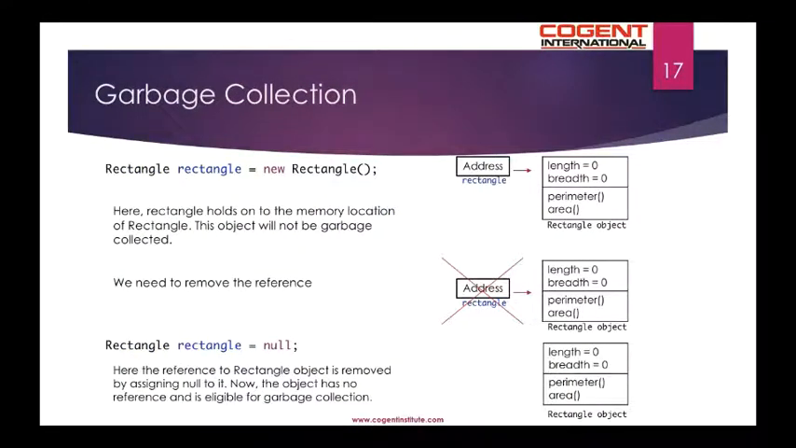Let's take a look at garbage collection in detail. We have an instance of Rectangle created, so the reference variable rectangle holds the memory address location of the Rectangle object. So when we assign a value of null to this reference variable, rectangle is no longer holding the memory location of this object. So this object is on its own. It is not being referred to by any reference variable. So here the reference to the Rectangle object is removed by assigning null to it. Now the object has no reference and is eligible for garbage collection.